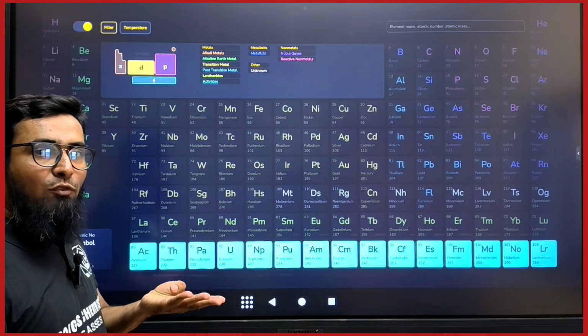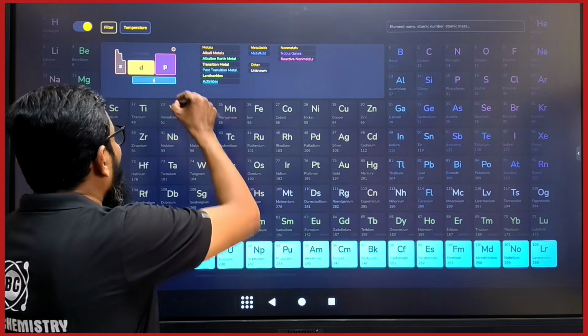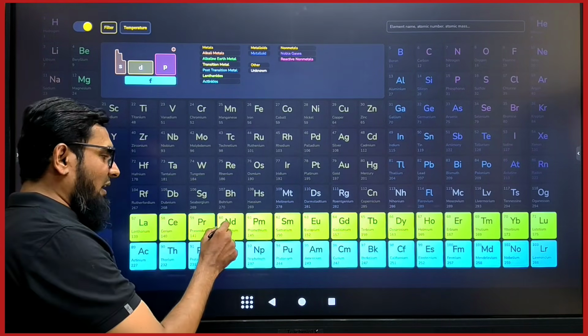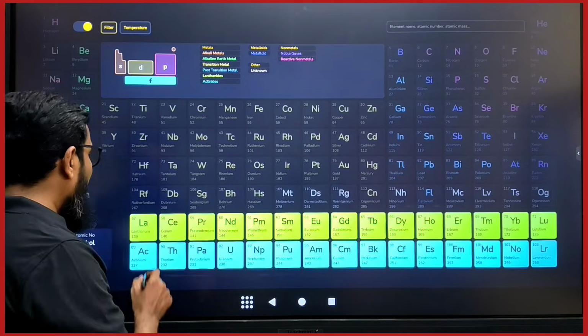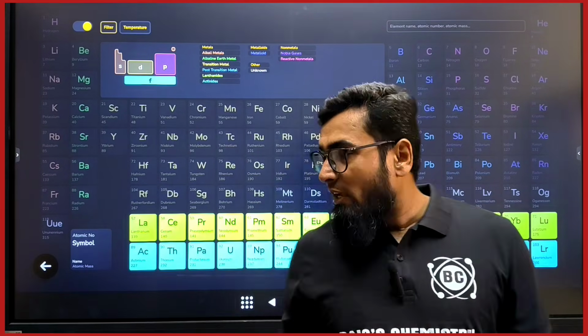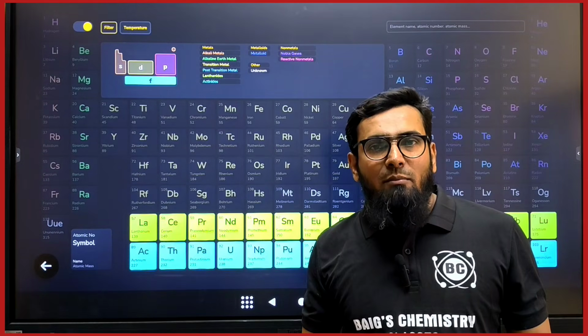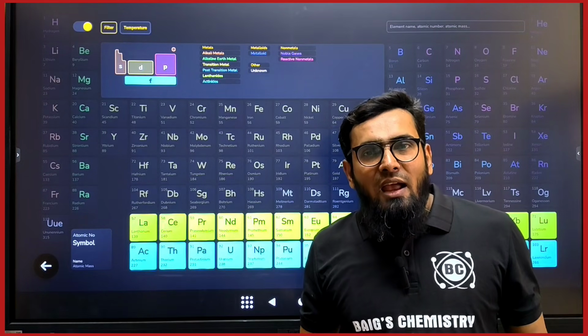14 lanthanide elements and 14 actinide elements are present. So this constitutes the f-block: 14 lanthanides and 14 actinides. If you include lanthanum and actinium, it becomes 30. If you don't include lanthanum and actinium, the lanthanides and actinides together are 28 in number, that is 14 lanthanides plus 14 actinides.